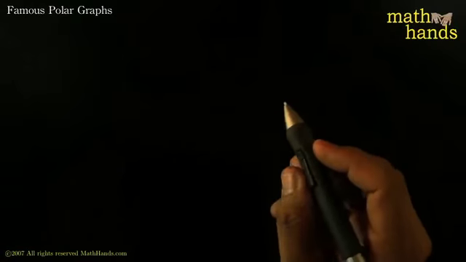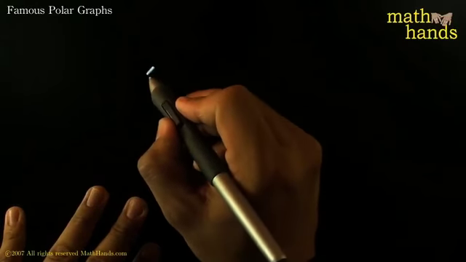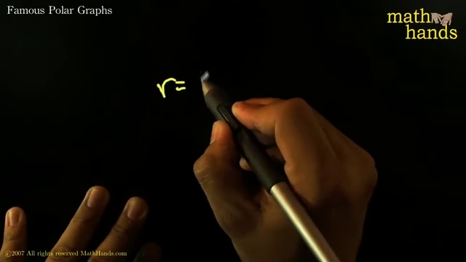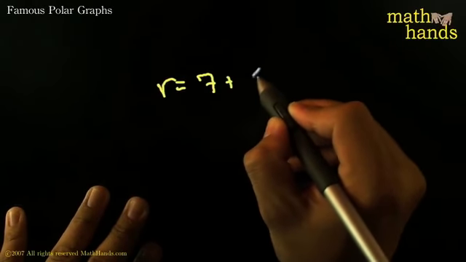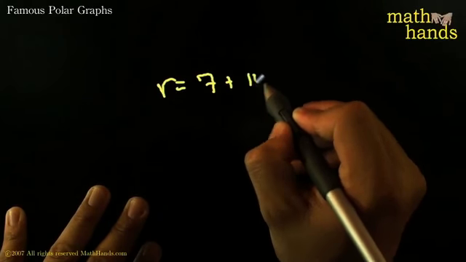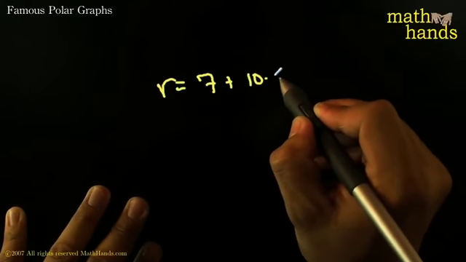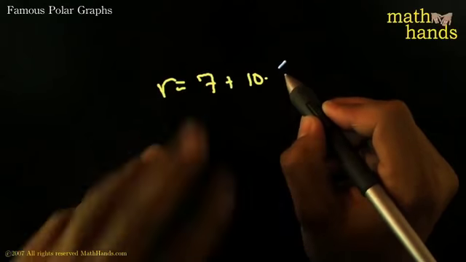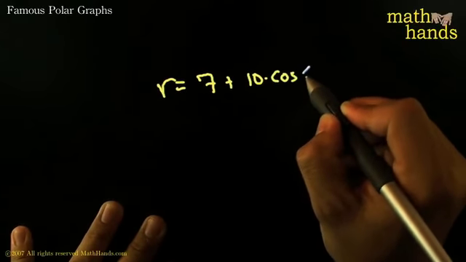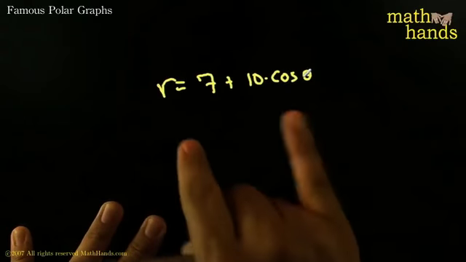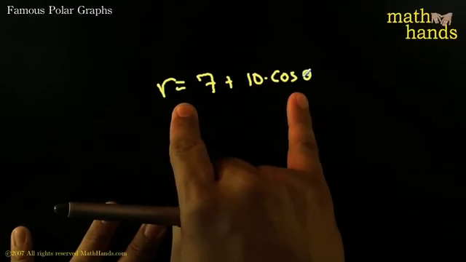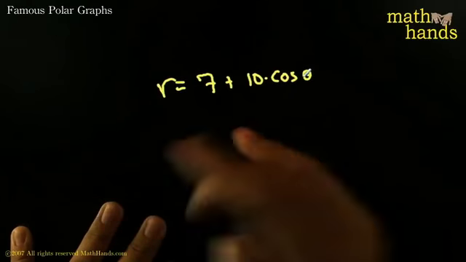Let me run through some of the famous graphs. Every time you've got R is equal to any constant, I don't care what it is, 7, plus some other constant, for example, 10, and you multiply the second constant by a sine or a cosine, only those two, let's say a cosine of theta, just like this. This is a famous type of equation, and it always has the same type of graph.